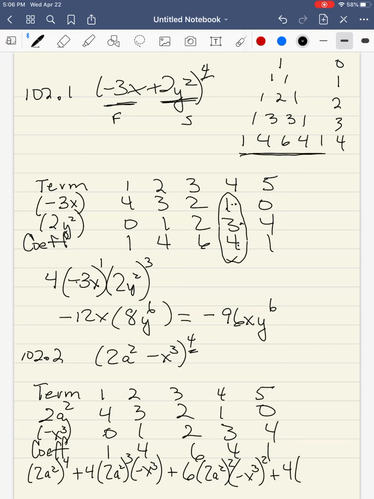Plus 4, 2a squared times negative x cubed to the 3rd. And then the last term, I'll just write it here until we simplify. Plus 1 times negative x cubed raised to the 4th power. So let's see, how is that going to simplify?